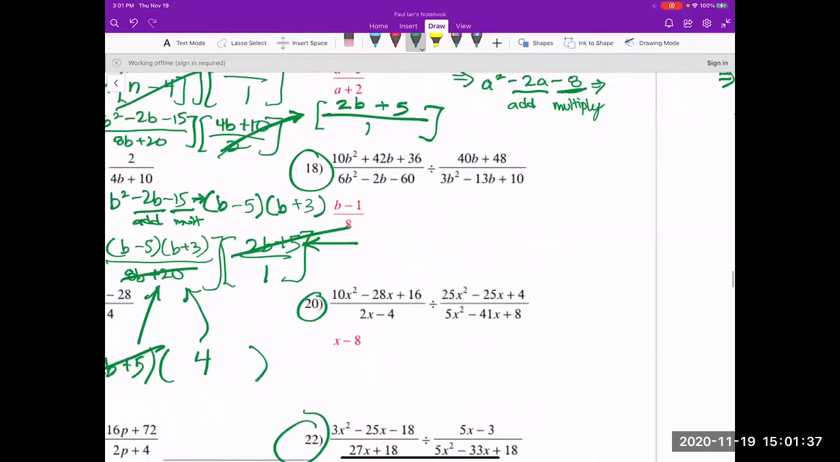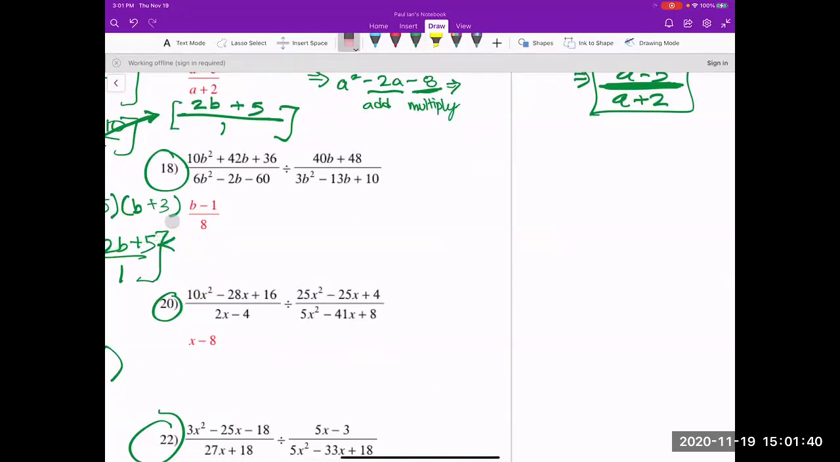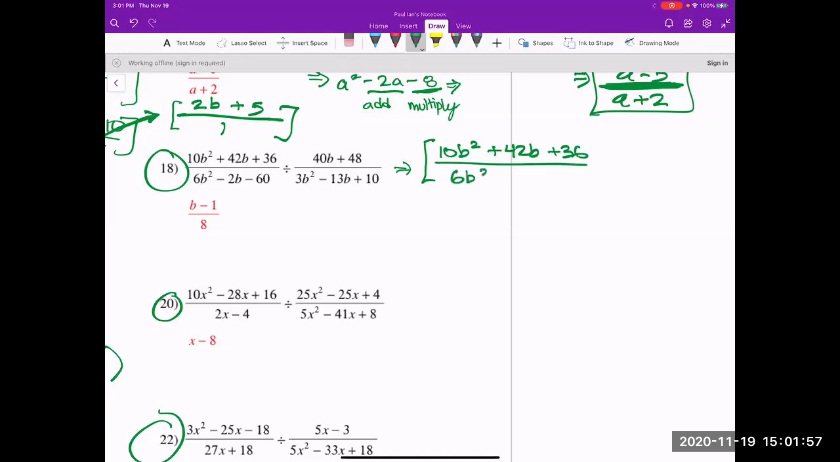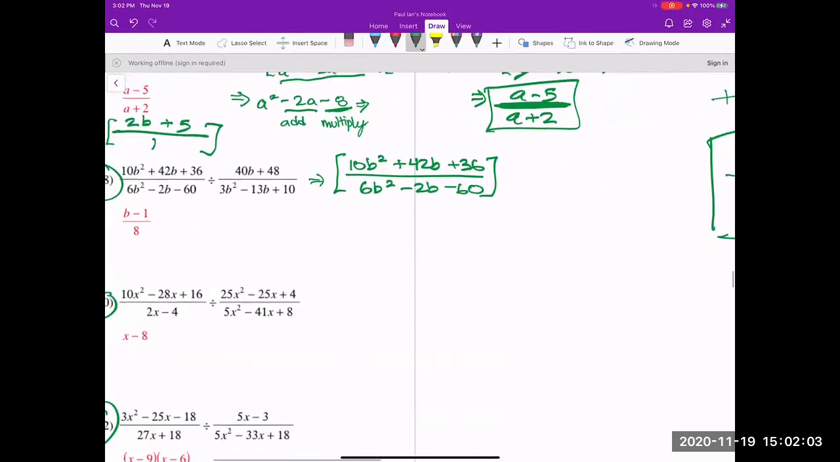Okay. Now it's going to get more difficult. So I guess we'll do this many more times because these do get very difficult. So let's rewrite this one again. Plus 36, 6b squared minus 2b. Yeah, this is a difficult one because now you have this other term in front of the b squared. Plus 10. Let's see, 40b plus 48. This looks menacing.